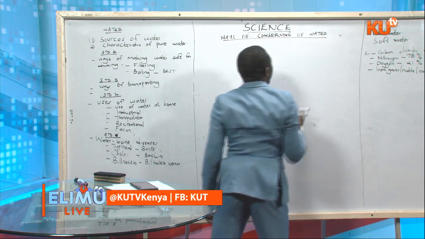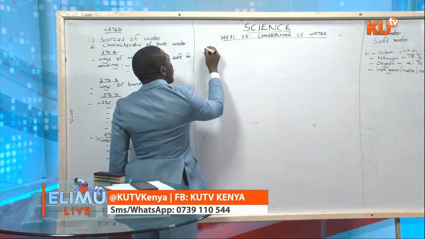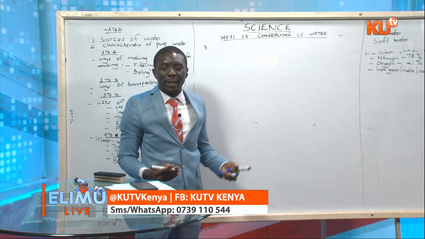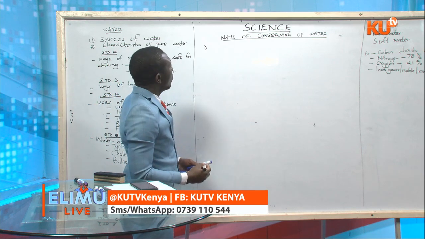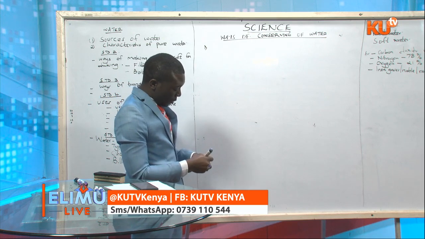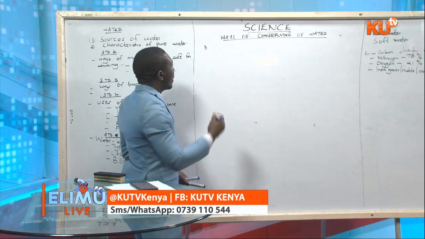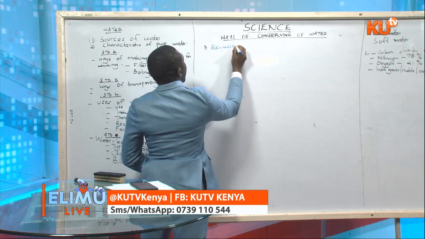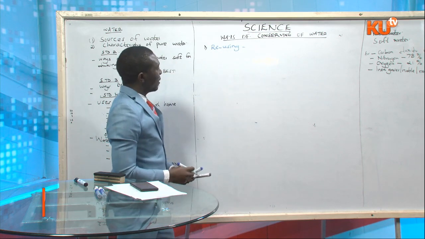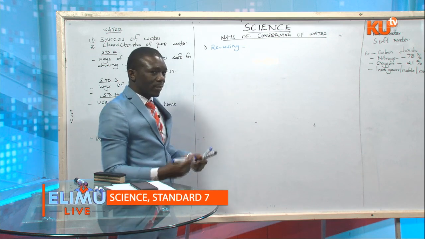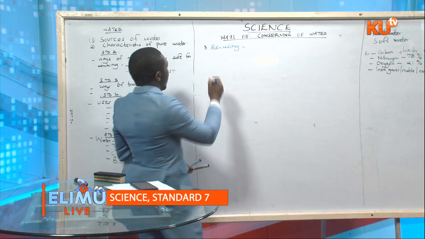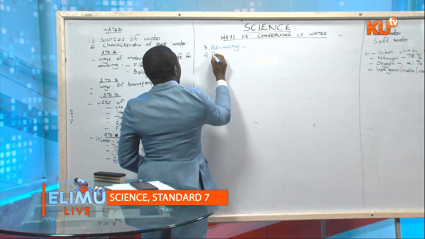Some of the ways of conserving water. To conserve, first of all, we know it is to preserve or to use it properly without wasting it. So some of the ways that we are supposed to use to conserve water. One is reusing. As the word suggests, reuse. It is using it for more than one purpose. Number two, we have got recycling.